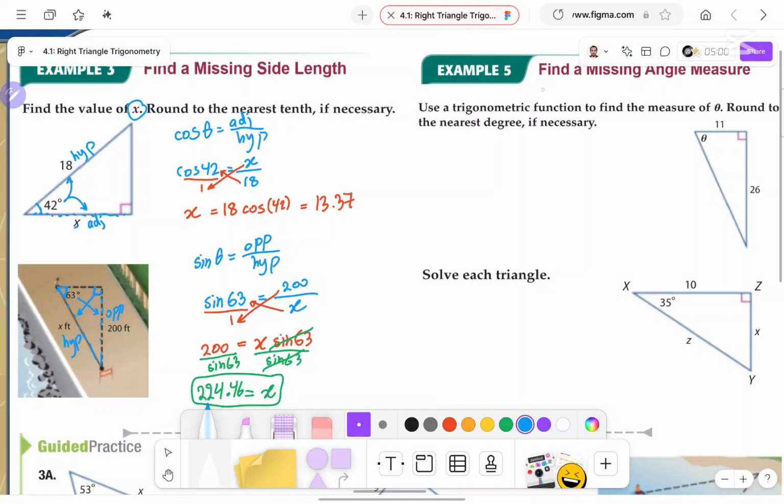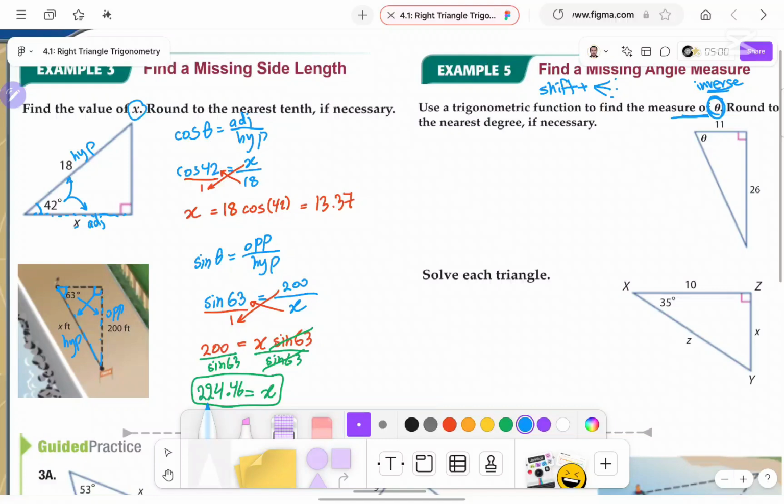Now let's go to example 5. Example 5 says use a trigonometric function to find the measure of the angle. Of course, to find the measure of the angle, I need to use the inverse. How do we use the inverse? We click on the calculator shift, then we use one of the trigonometric functions: sine, cosine, or tangent.